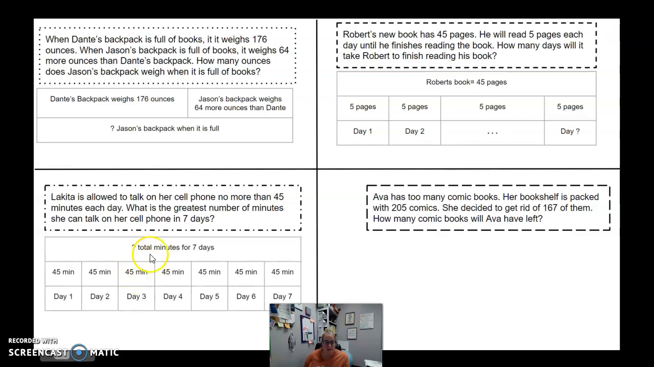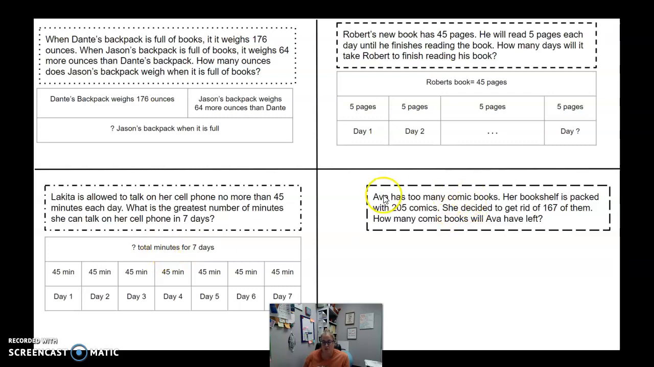Now my strip diagram, I do not know how many minutes she actually talked on her phone for 7 days, because that's what we're trying to find out. But I do know that she was talking on it for 7 days. So I have day 1, 2, 3, 4, 5, 6, 7. And each day she talked for 45 minutes. So I'm trying to find how many minutes she talked altogether.